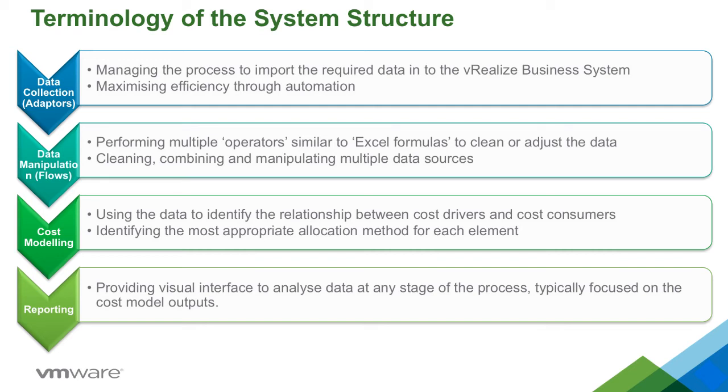The second step is to manipulate the data using flows. Each flow contains a set of operators that can filter data, add new data fields, join multiple data sources, or aggregate data by region or time period. Next, we need to set up the cost model using manipulated data from the flows. Finally, we will display reports and dashboards in the UI. You can also email the reports or export to a spreadsheet or Word document.